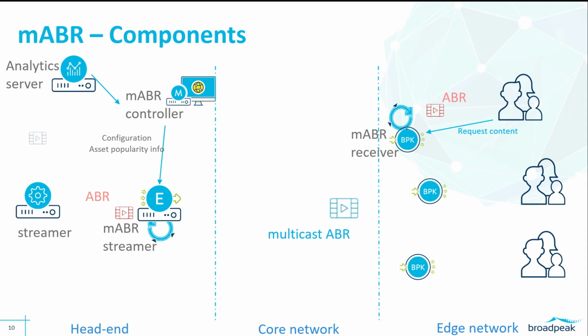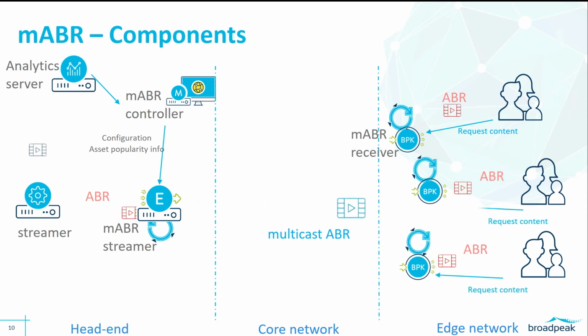users. So you see that in the middle we have only one stream, even if we have, in that example, 3 sessions. So we are doing scalability in the core network, even at some point in the edge network. So this is what we want to solve with multicast ABR, to create more scalability using multicast.